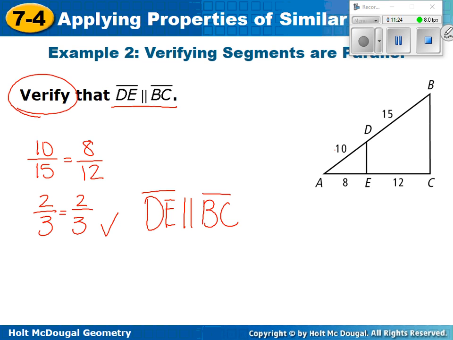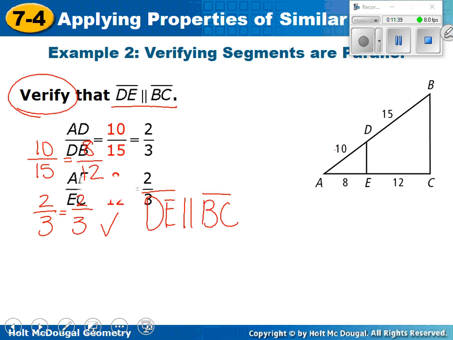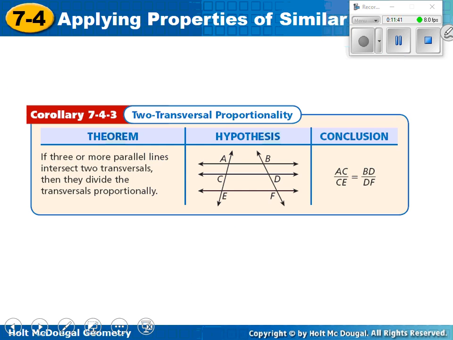And all I'm going to require you to do to verify that is to show your proportions and show that they simplify to the same thing. Any questions here? For real, we're all good? Okay. So that's really the same theorem, just going both directions.